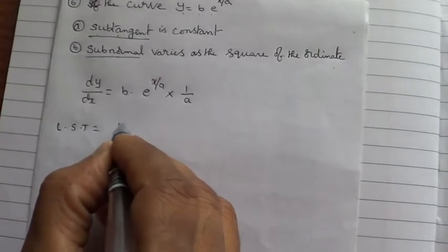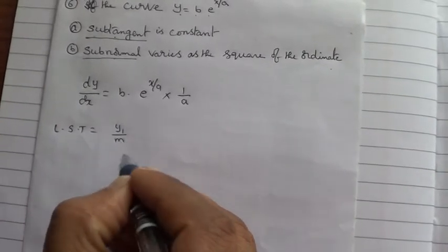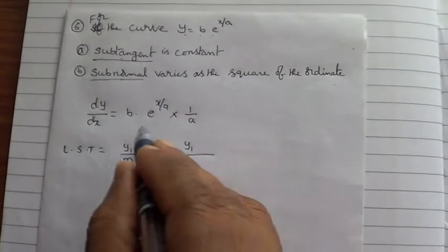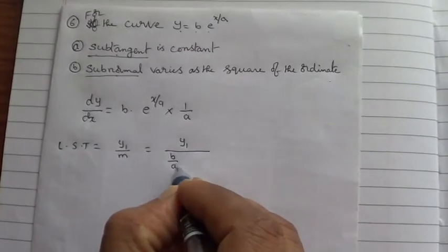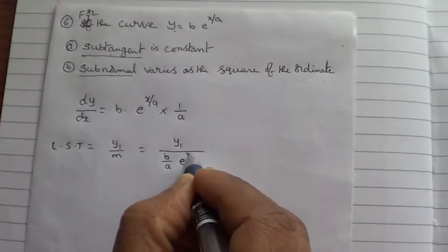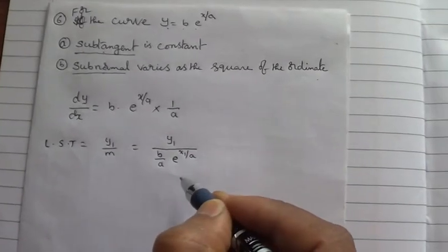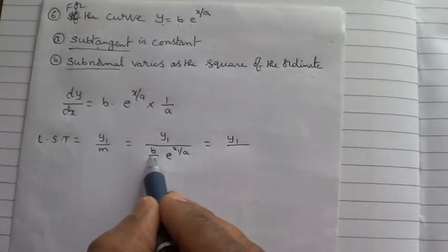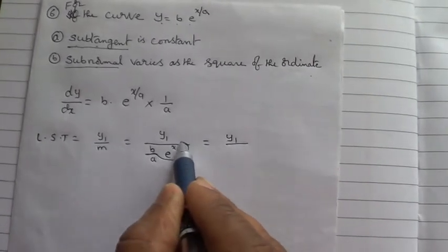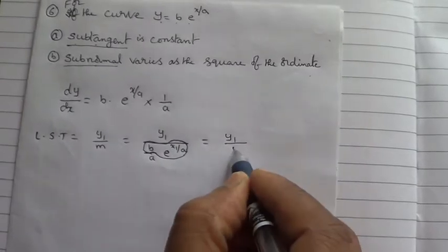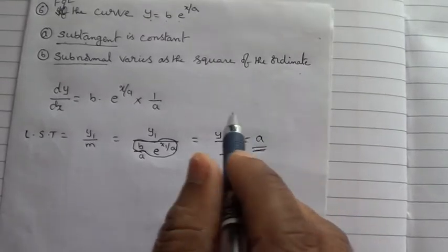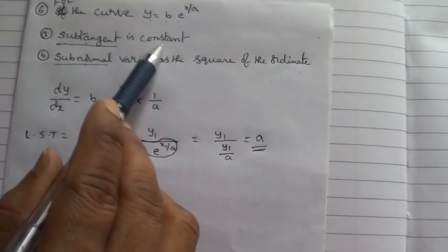Length of the subtangent, what is the formula? Length of the subtangent is equal to y1 divided by m. Now m is nothing but b by a into e to the power of x1 divided by a. Okay, so that is nothing but y1 divided by, what can we write this as? This is nothing but y1 by a. So we are getting the length of the subtangent equal to a constant. Subtangent is a constant, we got.